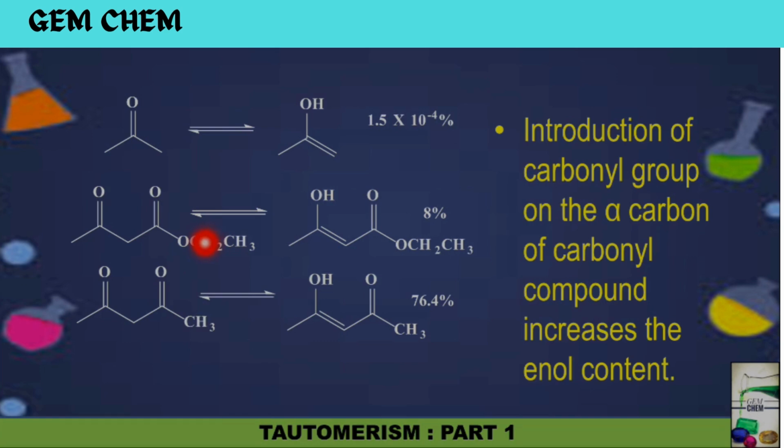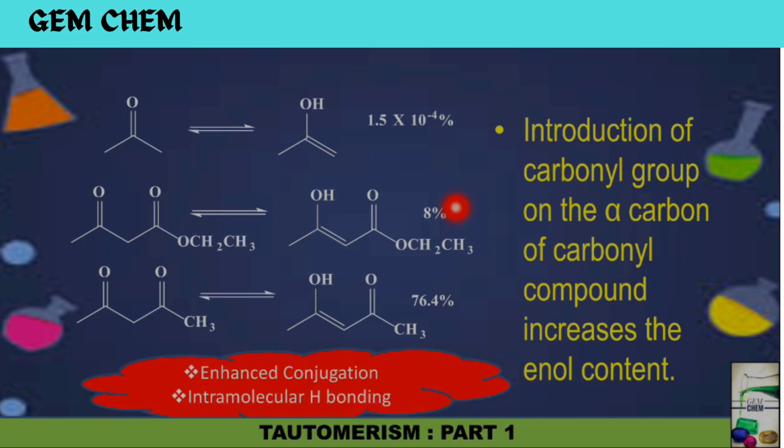So what is the reason for this particular enol content to be so much extra stabilized? The two reasons involved are, see here, the presence of hydrogen and oxygen can result in intramolecular hydrogen bonding in these two cases. Similarly, there is an enhanced conjugation present in between. Now, when we talk about conjugation, these two differ only in this part, as a result of which the enol content also changes, because the type of conjugation in these two is also different.